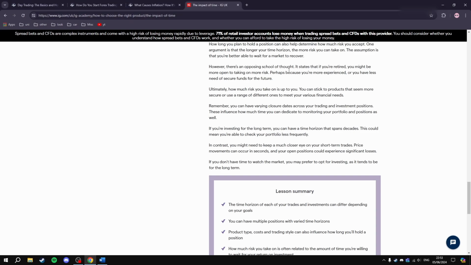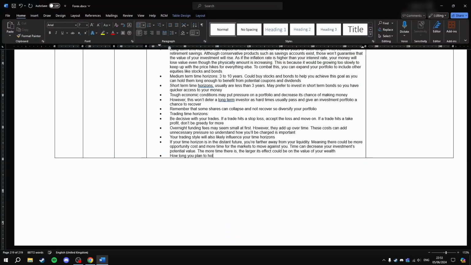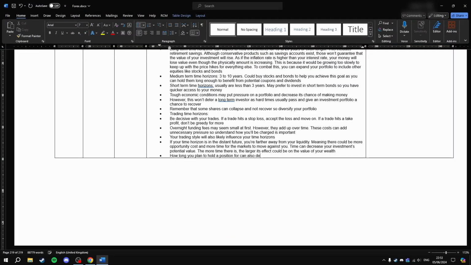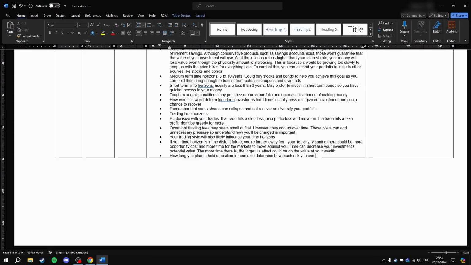How long you plan to hold a position can also help determine how much risk you can accept. One argument is that the longer your time horizon, the more risk you can take on. The assumption is that you're better able to wait for a market to recover.